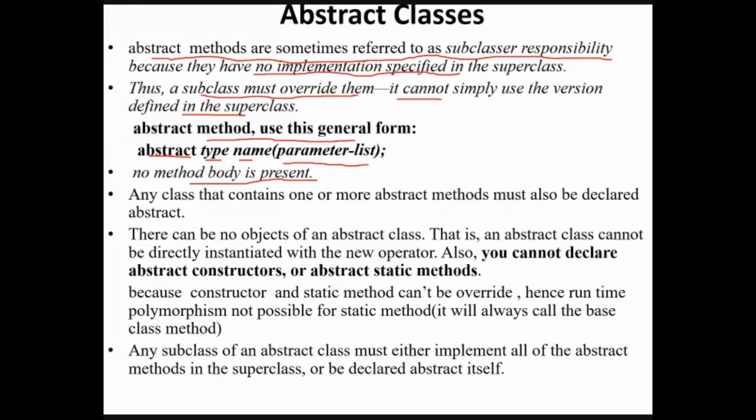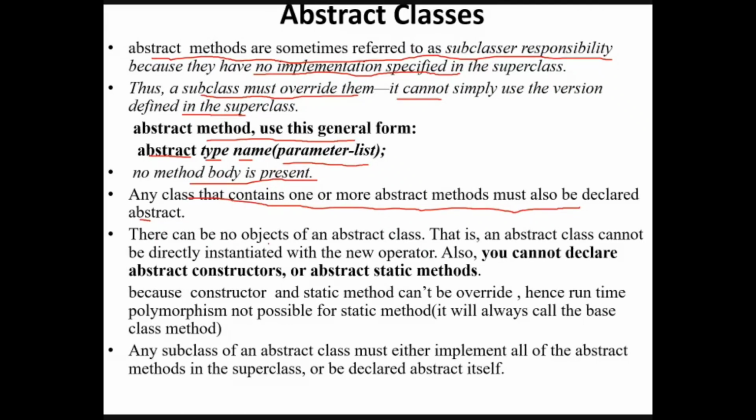Any class that contains one or more abstract methods must also be declared abstract. If any class contains an abstract method, you should declare that class as abstract. But in C++, we need not use any special keyword to make it abstract. In Java, if any class contains one or more abstract methods, you have to make that class abstract by using the keyword abstract. Got it? Yes, ma'am.